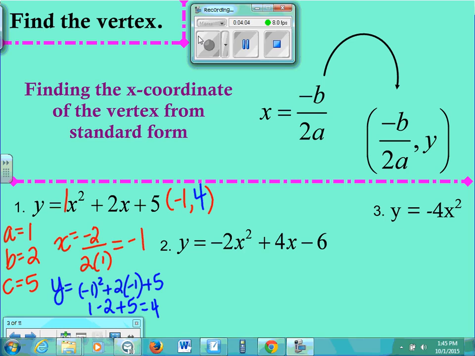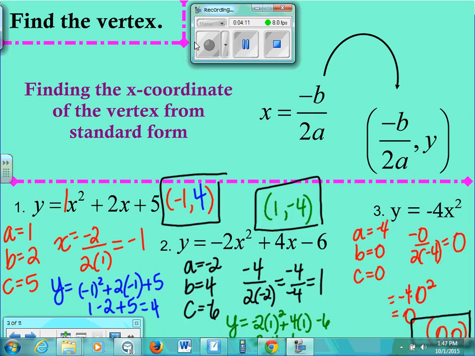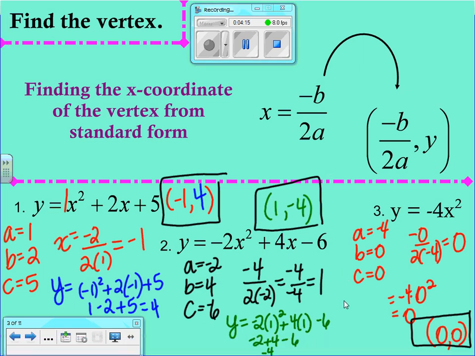Now go ahead and try number 2 and 3 on your own, and then unpause the video for the answers. So here are the answers as follows. You can see 1, negative 4 should be your vertex for number 2, and 0, 0 should be your vertex for number 3.